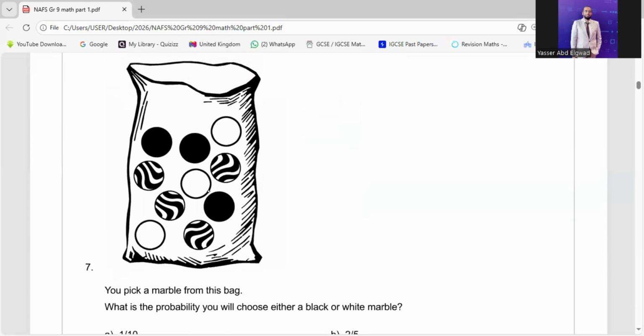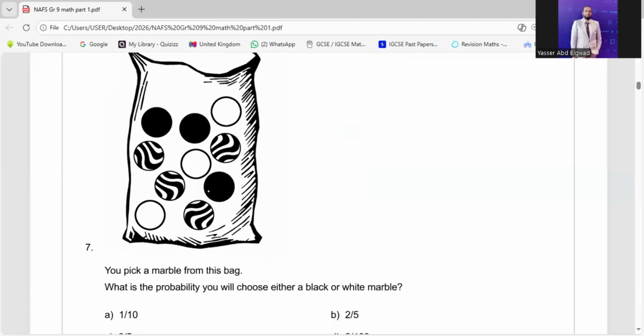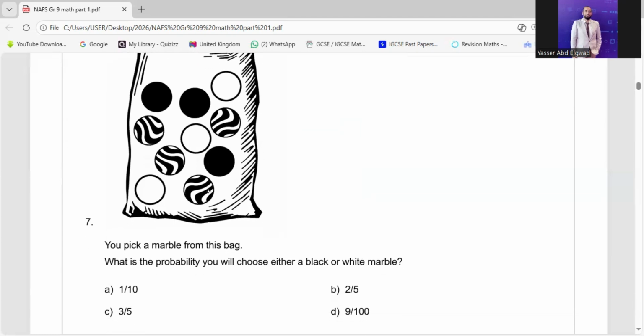Here we have a marble bag. What is the probability we will choose either black or white? We can count. Here is black 1, 2, 3, and white 4, 5, 6. Either means we add them. Here is 6 out of what, if you complete counting? 6 out of 10. If you simplify it, divided by 2, divided by 2, you get 3 out of 5.